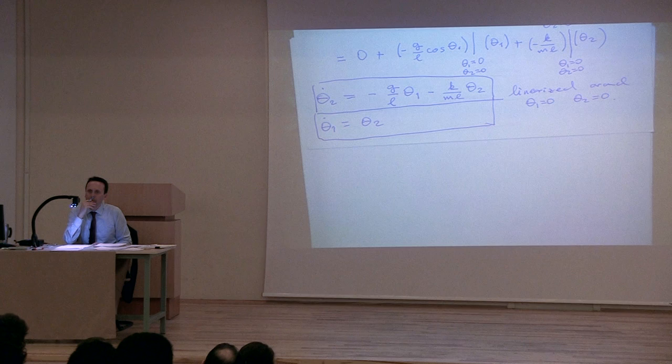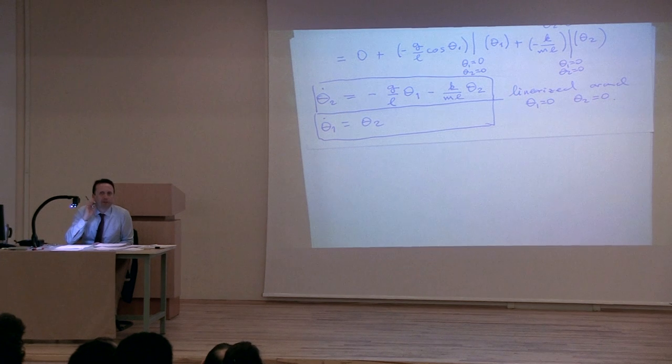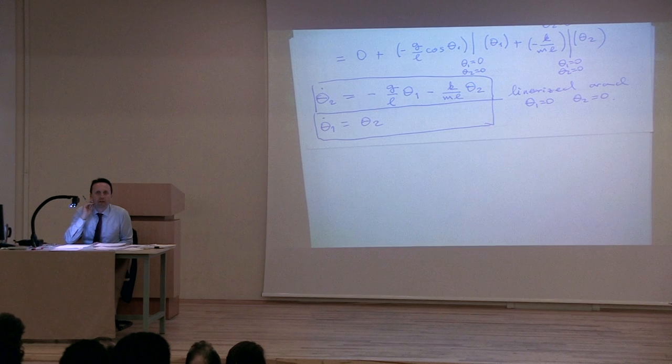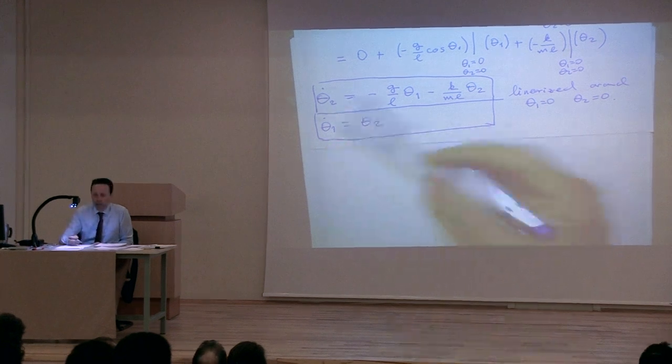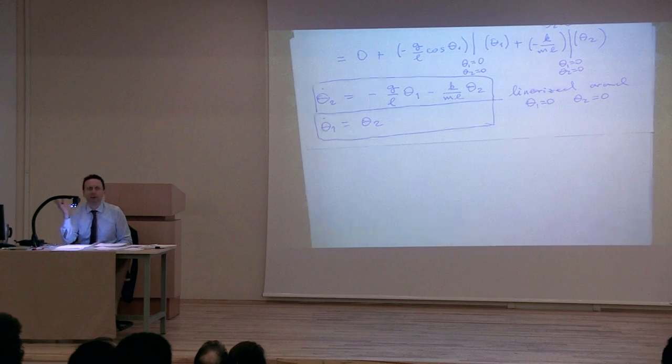How do I find an equilibrium point? We can find the equilibrium point by setting these equal to zero. So what is it? I mean, it's simple, come on. 0, 0.